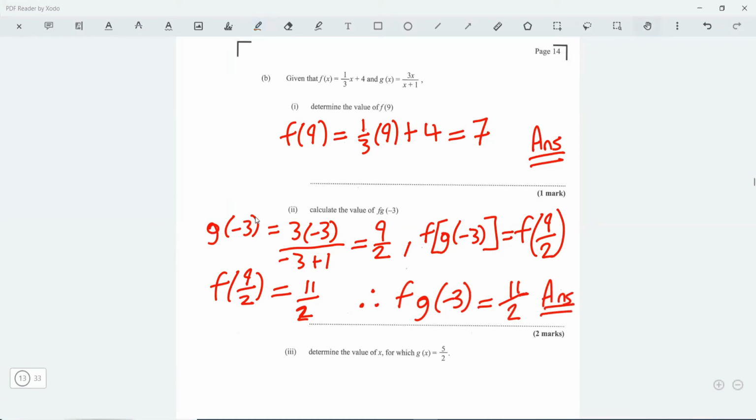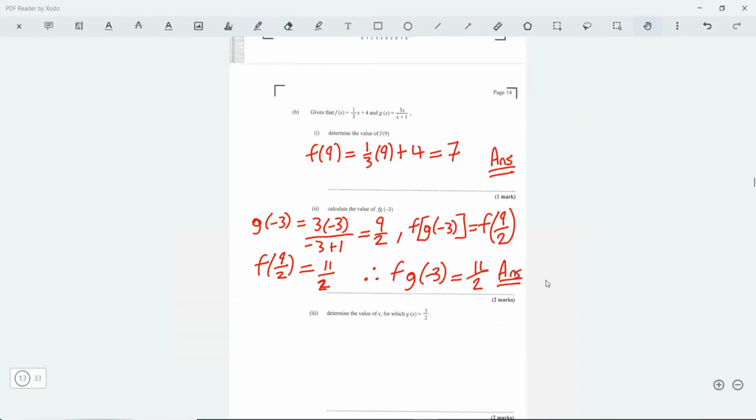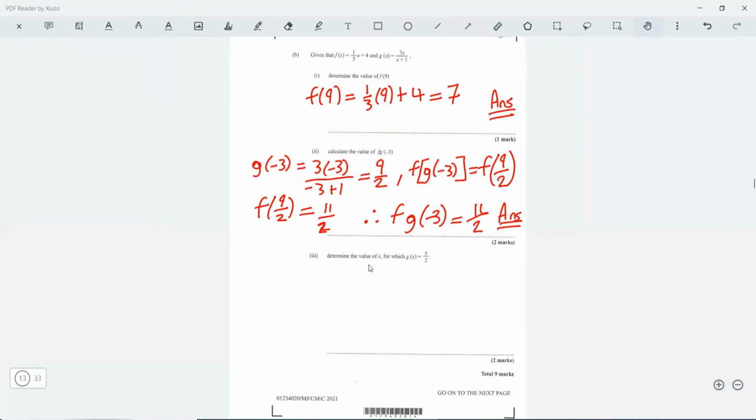Okay. Now, the next part of the question says, determine the value of x for which g of x equals 5 over 2. G of x, remember, is 3x over x plus 1. And so g of x is equal to 5 over 2. I just need to transpose for x. So we can cross multiply 3x times 2 to give us 6x. That is equal to, cross multiply here, 5 times x plus 1, which is 5x plus 5.